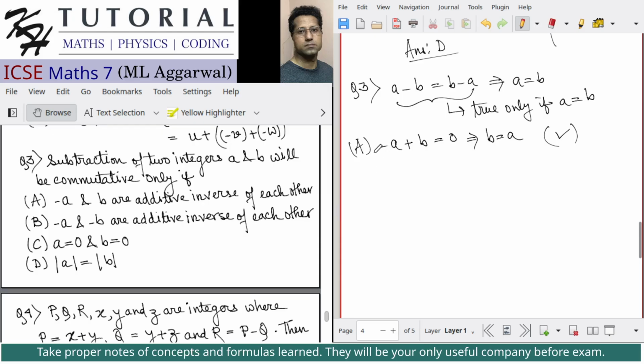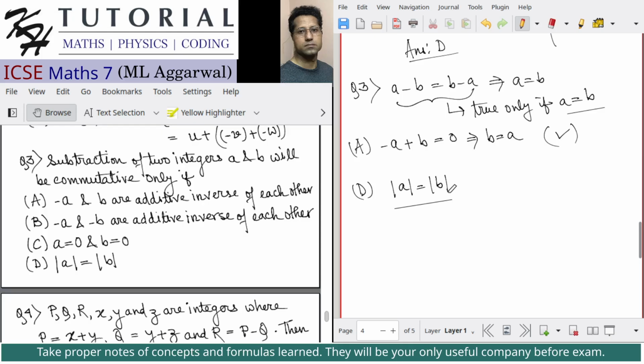Let's see choice D. It says that absolute value of A is equal to absolute value of B. Now we know that we must have A is equal to B. Now A is equal to B, and does it mean that absolute value of A will be equal to absolute value of B? By that I mean, are these two statements, A is equal to B and absolute value of A is equal to absolute value of B, identical?